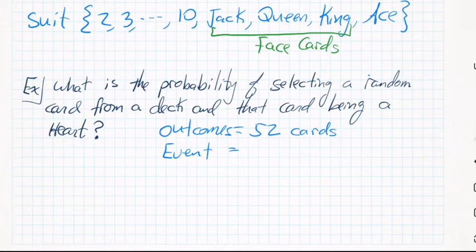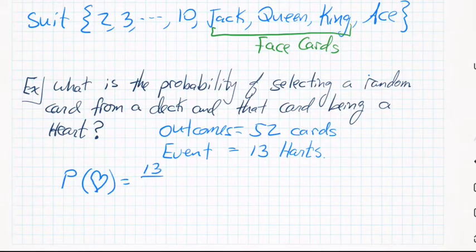But you also have to remember that events are all the possible things that we're looking for. Since we're looking for hearts, there are 13 hearts in a deck of cards. It could be the 2 of hearts, the 3 of hearts, the 4 of hearts, all the way up through jack, king, queen, and ace. So we have 13 hearts to choose from out of 52. When we talk about the probability of selecting a heart out of a deck of cards, the number of events is going to be 13, the number of cards is 52, and that reduces down to 1 out of 4.